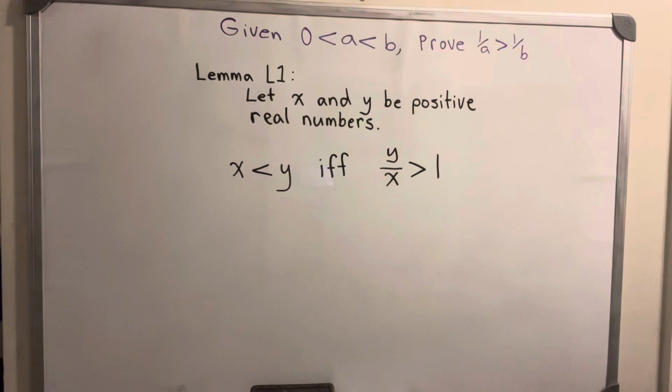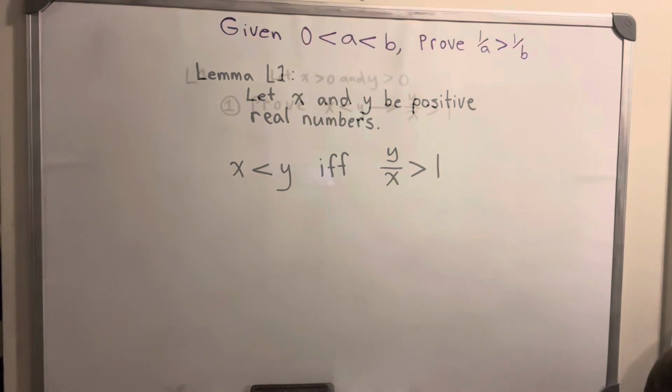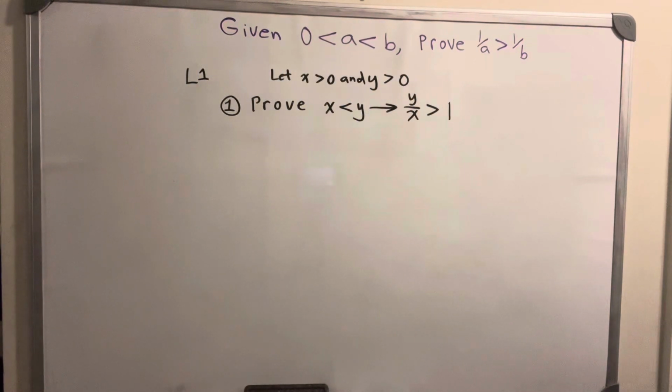And so to prove this, I have to prove that if x is less than y, then y over x is greater than 1. And then I also want to prove if y over x is greater than 1, then x is less than y. And so I'll prove both of those next. And first I want to prove that if x and y are both greater than 0, then if x is less than y, then y over x is greater than 1.